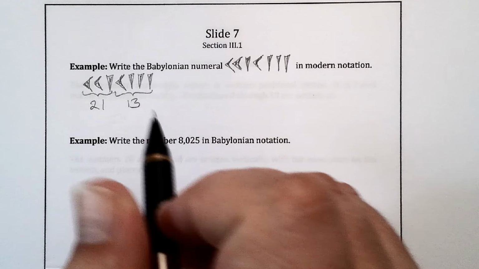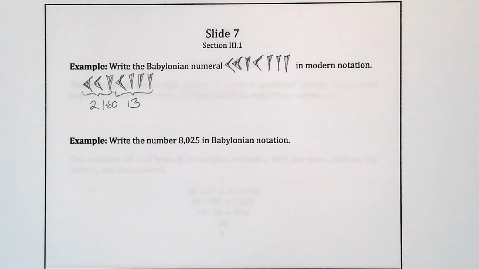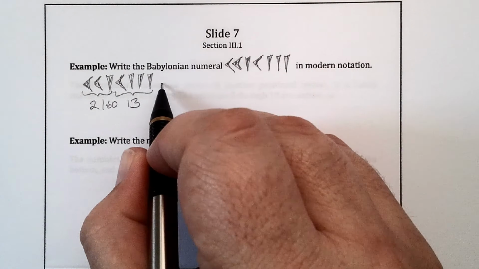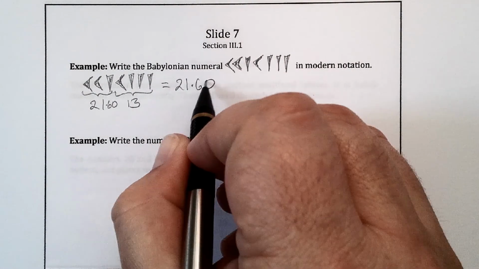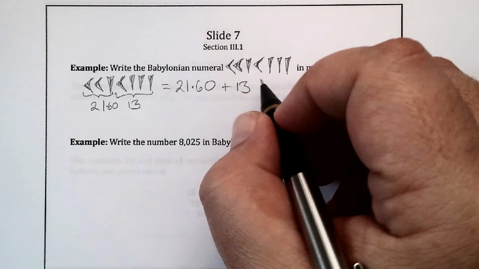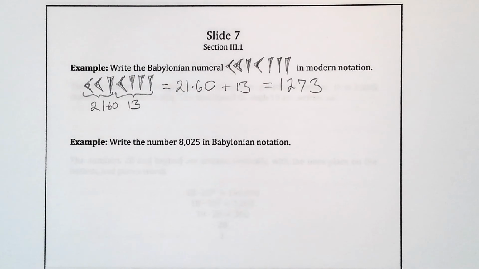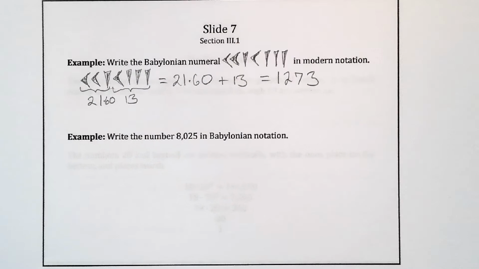It means it's really 21 times 60. Let me squeeze that in. So this represents 21 times 60 plus 13. Which comes out to 1,273. Now let's try going the other direction.